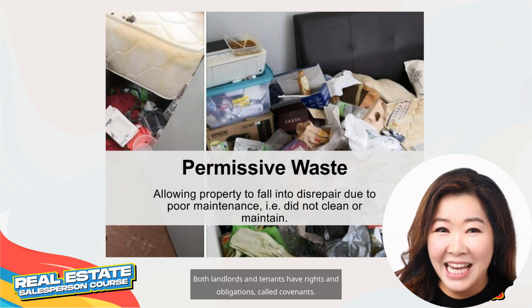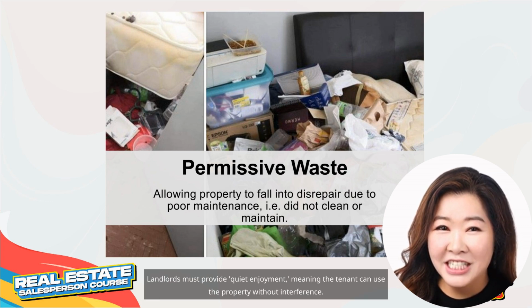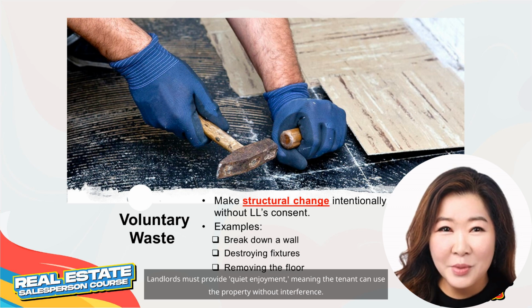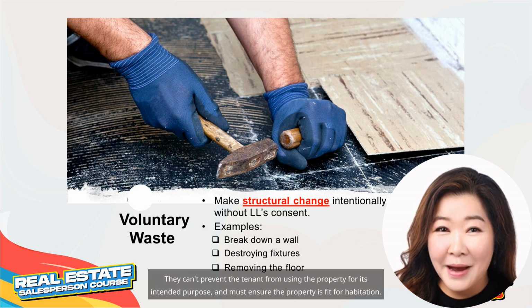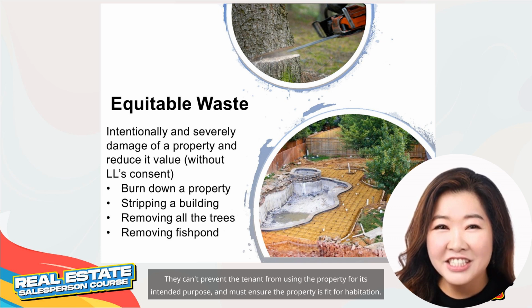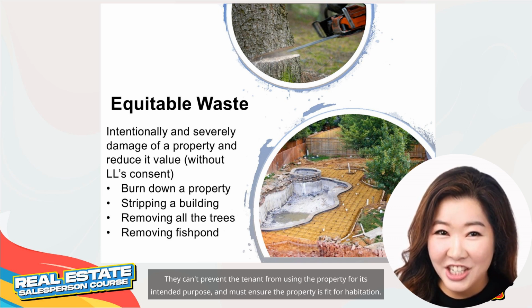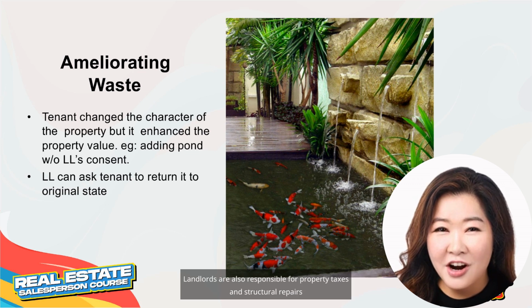Both landlords and tenants have rights and obligations called covenants. Landlords must provide quiet enjoyment, meaning the tenant can use the property without interference. They can't prevent the tenant from using the property for its intended purpose, and must ensure the property is fit for habitation. Landlords are also responsible for property taxes and structural repairs.